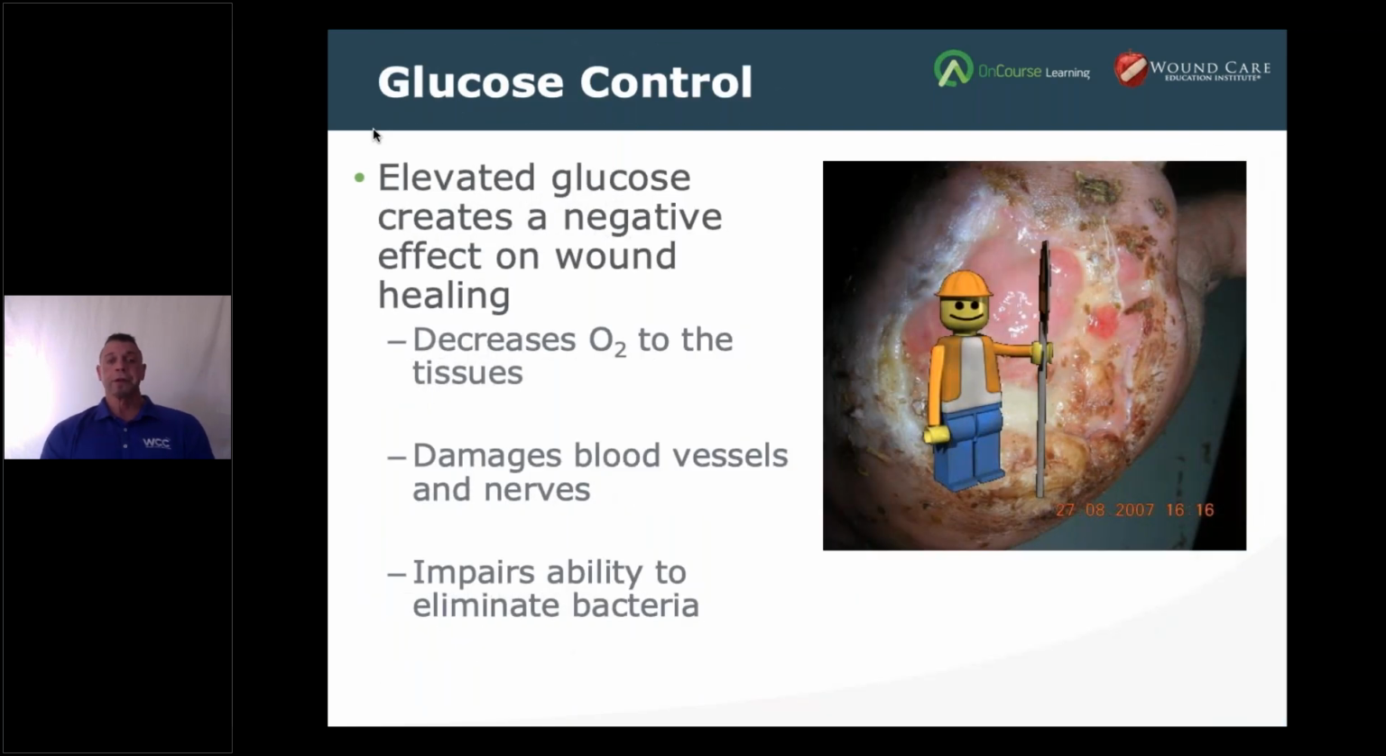So let's start first with glucose control. This is, again, treating the underlying cause. We know that elevated blood sugars create a negative effect on the healing process. It can decrease O2 to the tissues. We've already discussed how it damages nerves and the small vessels. The microcirculation can be affected by hyperglycemia as well, too. Okay? And of course, we already mentioned earlier how hyperglycemia will impair lymphocyte function and your body's ability to manage and eliminate the bacteria and microorganisms in that wound.